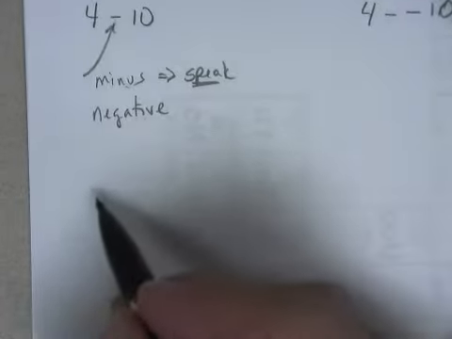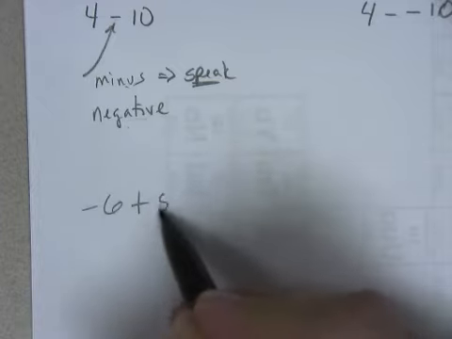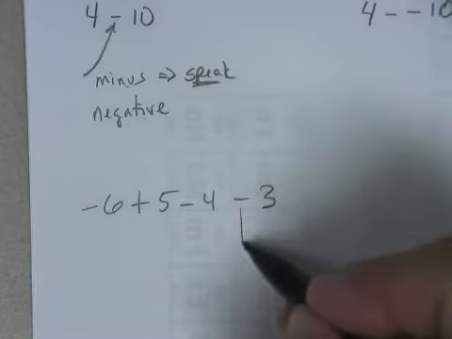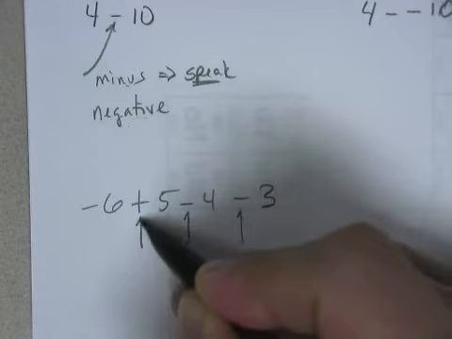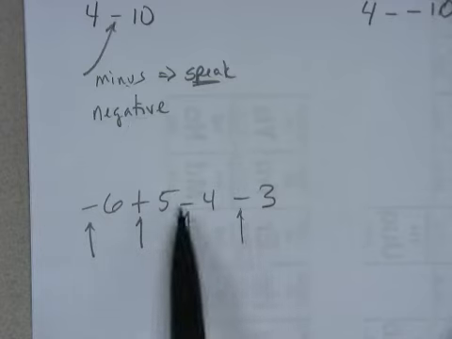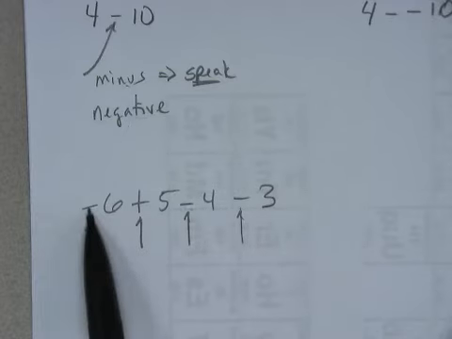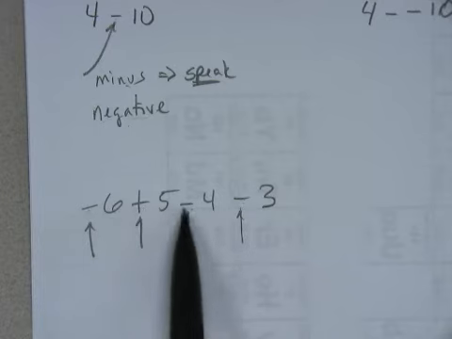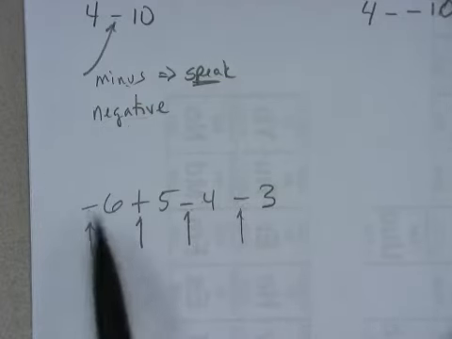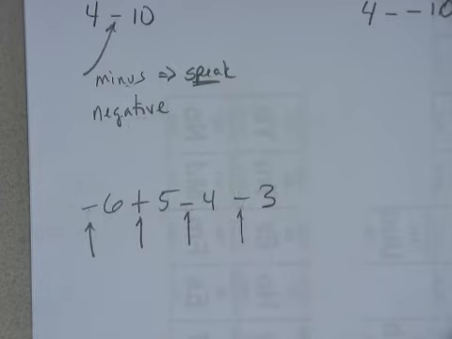If I did another one, let's do negative 6 plus 5 minus 4 minus 3. Okay, what is this guy? What is this guy? What is this guy? And what is this guy? Well, if I asked you to say it, these two would be minuses. So it would be negative 6. The leading one you always say is negative. You don't say minus 6. So it would be negative 6 plus 5 minus 4 minus 3. But if I've asked you for the signs, then this would be negative, positive, negative, and negative.